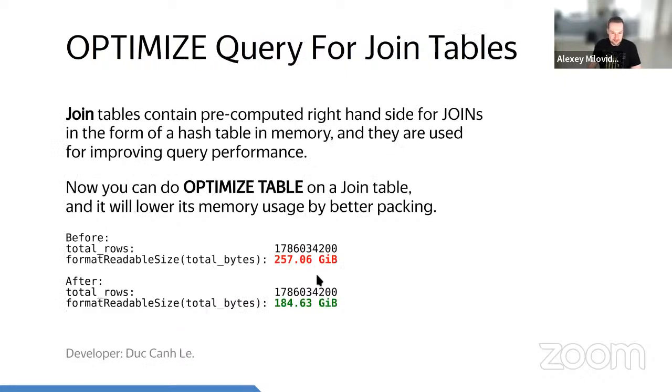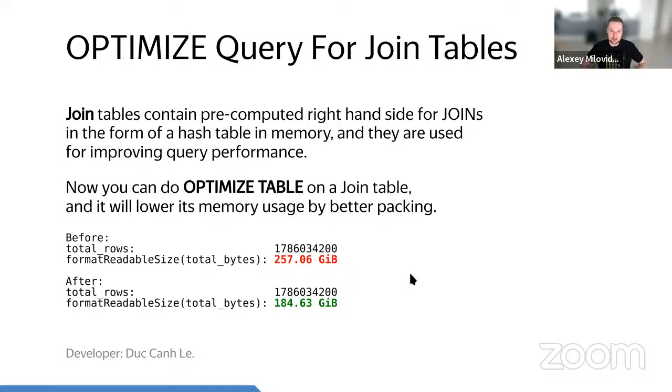Another optimization. The optimize table query is now applicable for join tables. You probably know what join tables are. This is a way to optimize joins in your queries by creating a prepared hash table in memory. You just create a join table, insert data into it, it creates the state in memory, and when you join with the join table, your query is faster.